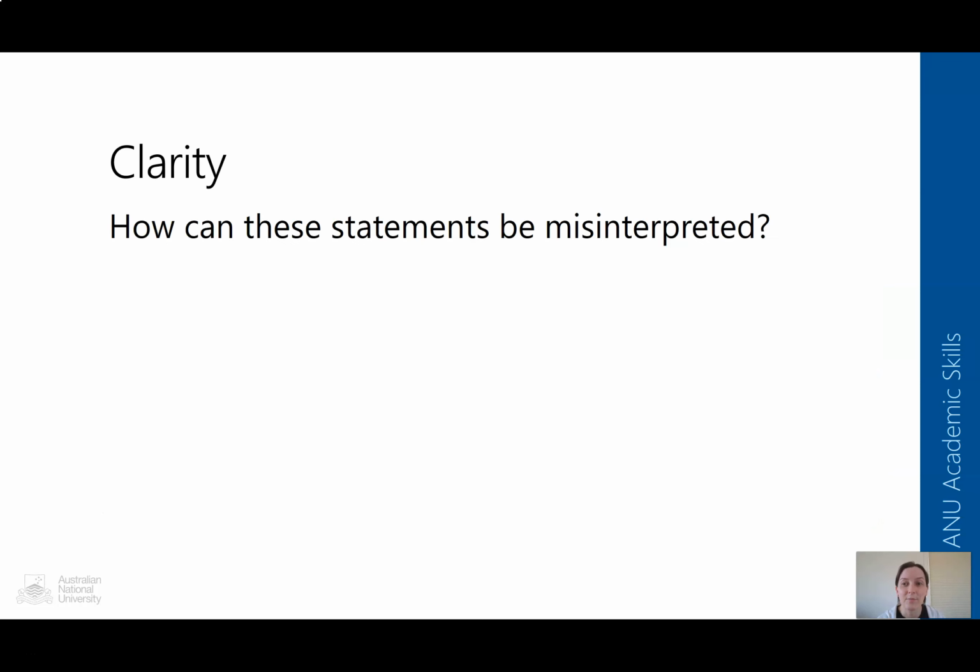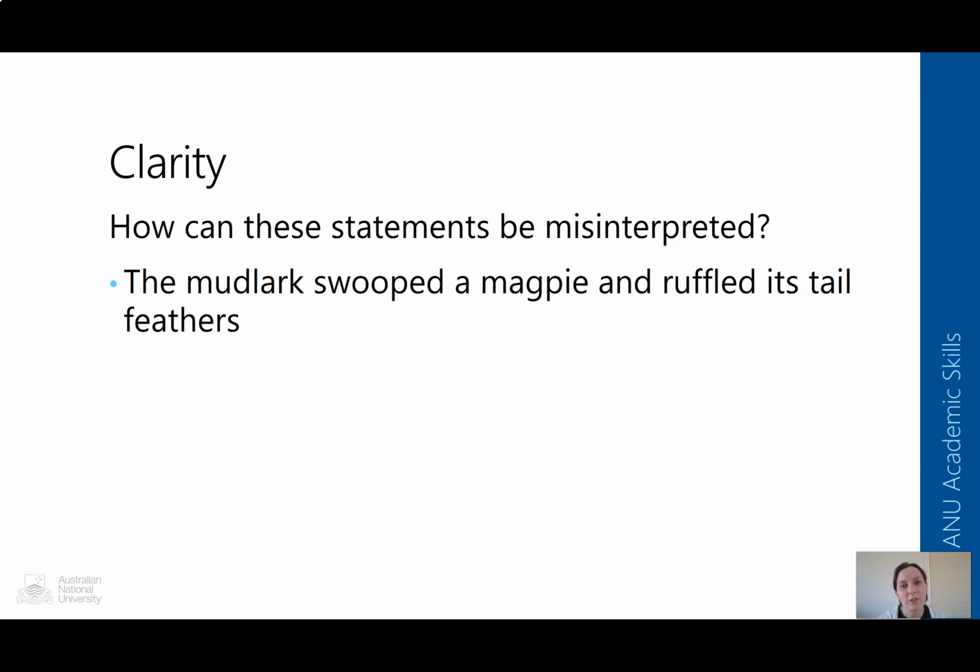Is it cohesive? And one really good tip is to think about how sentences might be misinterpreted. So if we took this sentence, for example, the mudlark swooped a magpie and ruffled its tail feathers. Now, you might start getting confused when you get to the word its. So whose tail feathers were ruffled? Did the mudlark actually grab the magpie's tail feathers and ruffle them? Or was the mudlark fluffing up its feathers, for instance?